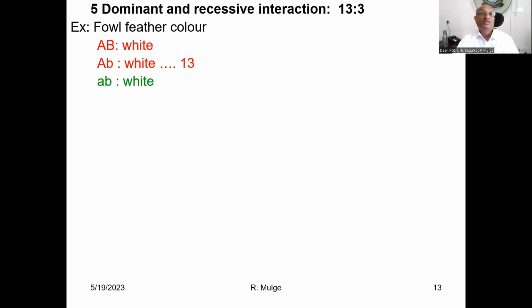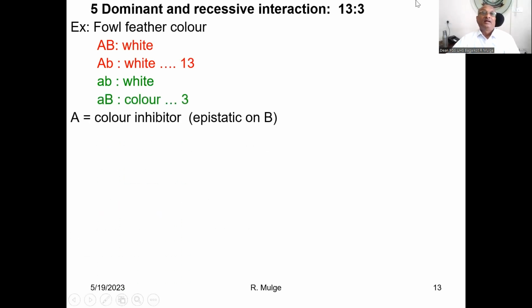AB, you will get white, and that means if A is there in dominant condition, you will get white color. And B, if B gene is in dominant condition and A in recessive condition, you will get the color. Because the ratio they got is 13:3. So it's what morphologically you observe, and then you try to interpret what kind of genetics is operating there.